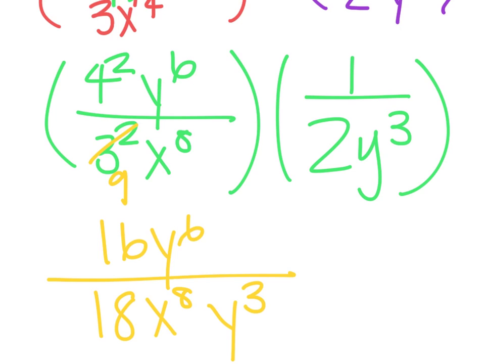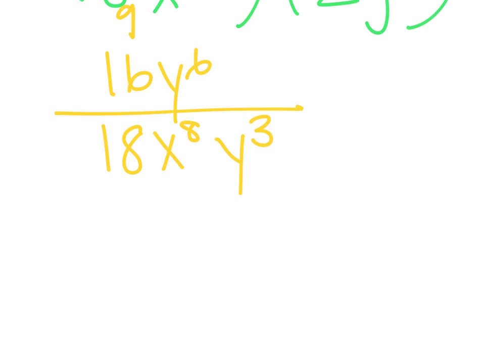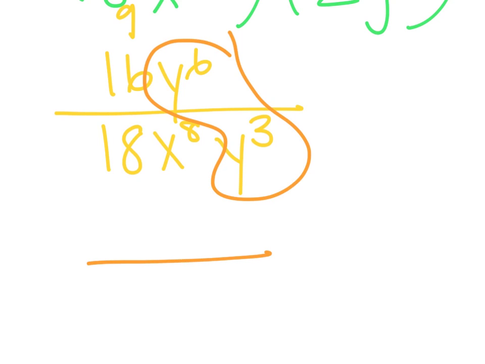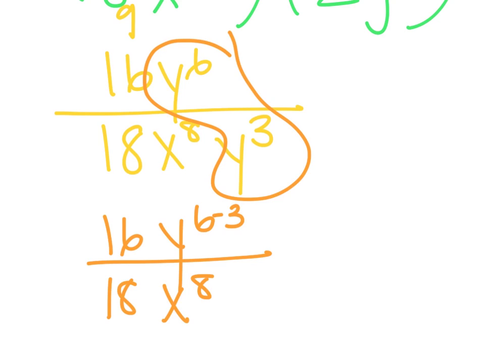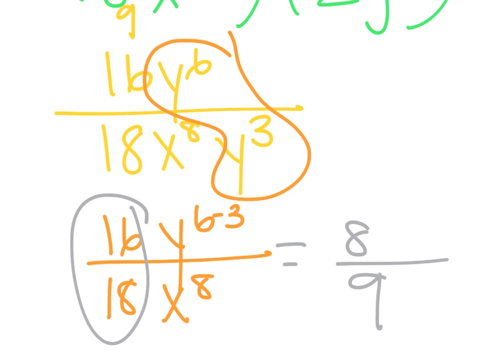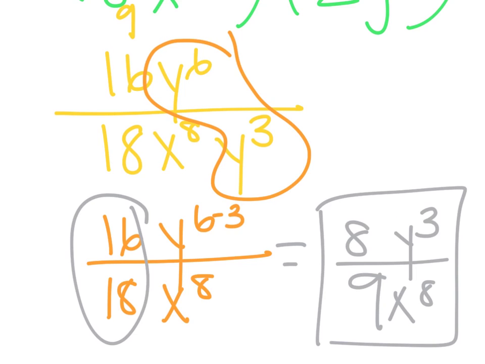I'm almost done. I have one more step left because I can also simplify this y to the 6th and y to the 3rd. So because I'm dividing, I need to subtract my exponents. And I'm going to do y to the 6th minus 3 on top, x to the 8th on bottom, and I still have my 16 over 18. We're going to simplify that as well. So my 16 over 18, I can divide both those by 2, and I'm going to get 8 over 9. 6 minus 3 is going to be y to the 3rd, and I still have my x to the 8 in my denominator. So that's going to be my final answer.